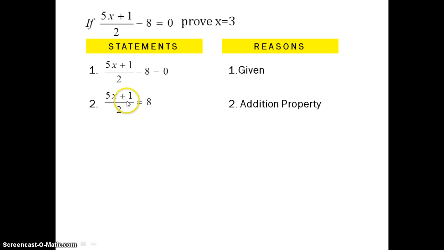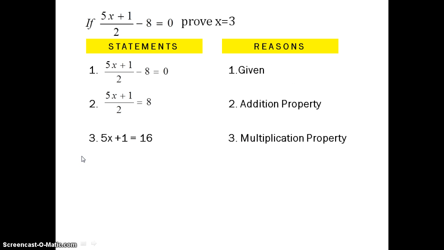Next step, I'm dividing by 2, and I need to get rid of this 2 in the denominator. The opposite of division is multiplication, so I'm going to multiply by 2 on both sides. Whenever you multiply by 2 on the left-hand side, it's going to cancel out with that denominator. And when you multiply by 2 over here, you will get 16. So I'm left with 5x plus 1 is equal to 16. How did I arrive at this statement? Well, I multiplied. Notice that I'm putting property on the end of these, but for now, it would be completely acceptable if you had just written down addition and multiplication.